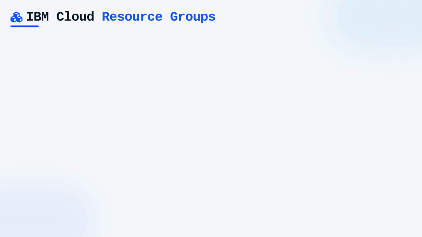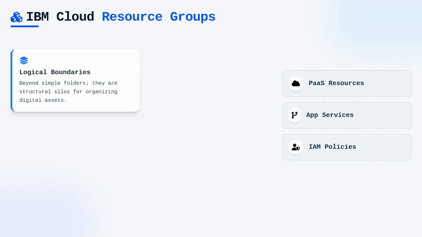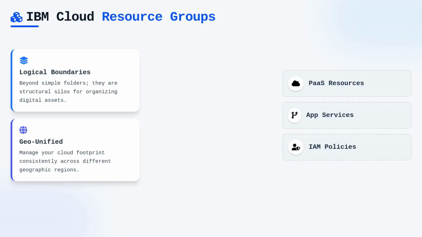In the ecosystem of IBM Cloud, resource groups serve as the foundational mechanism for organizing your digital assets. Think of them not merely as folders, but as logical boundaries that allow you to group your platform as a service resources, application services, and their associated identity and access management policies. This architectural choice is significant because it provides a unified way to manage your cloud footprint across different geographic regions.